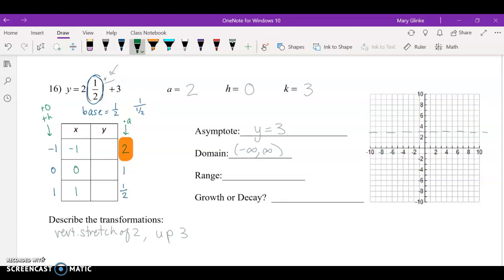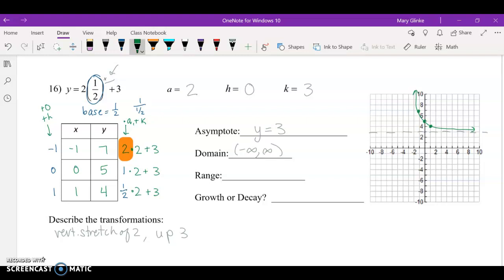My y values are times a plus k. So we're going to do 2 times 2 and then add 3. 1 times 2 plus 3. And 1/2 times 2 plus 3. When we do those, we get 7, 5, and 4. At which point now we can go ahead and graph those points and connect it close to our asymptotes to see our graph.